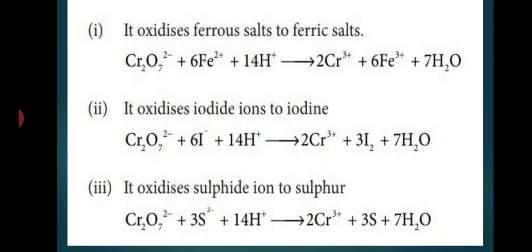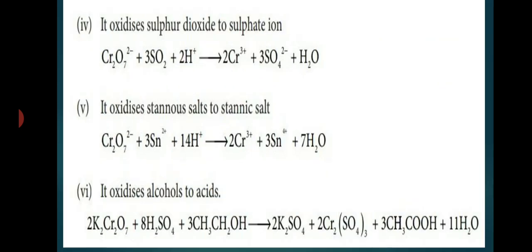Similarly, it oxidizes iodide ions to iodine. Iodide ions I minus are converted into I2. Similarly, it oxidizes sulfide ion to sulfur, S2 minus to S. So there are various reactions. You should remember and write the various reactions involved in this oxidizing reaction. Then it oxidizes sulfur dioxide to sulfate ion, that is SO2 is converted into SO4 2 minus, and it oxidizes stannous salts, that is Sn2 plus is converted into Sn4 plus.